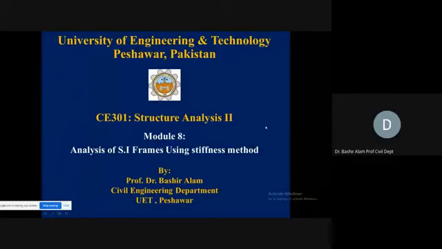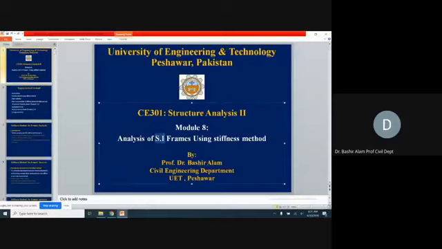It's 8:10 now, and let's start Module 8, which is about the analysis of kinematically indeterminate frames using the stiffness method. We already discussed the analysis of kinematically indeterminate beams by using the stiffness method. And today we will apply the stiffness method to the analysis of kinematically indeterminate frames.